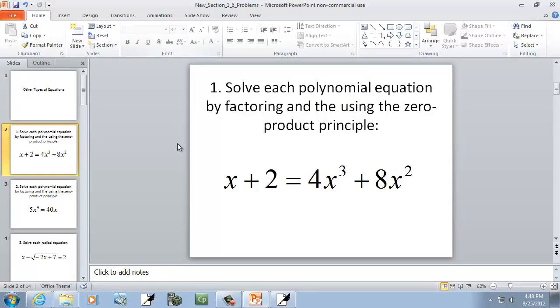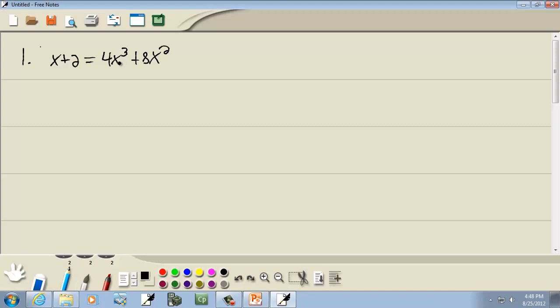Now it says solve each polynomial equation by factoring and using the zero product principle. This is the zero factor property I referred to, just a different name for it. The zero factor property says you get 0 on one side, so that's our first step. We'd like the x to the largest power to have a positive number before it. So this x to the third, I'm going to leave on the right side, and I'll bring the x plus 2 over there also.